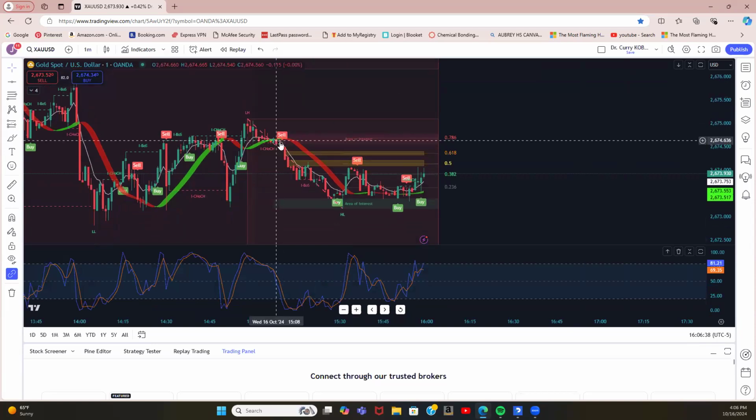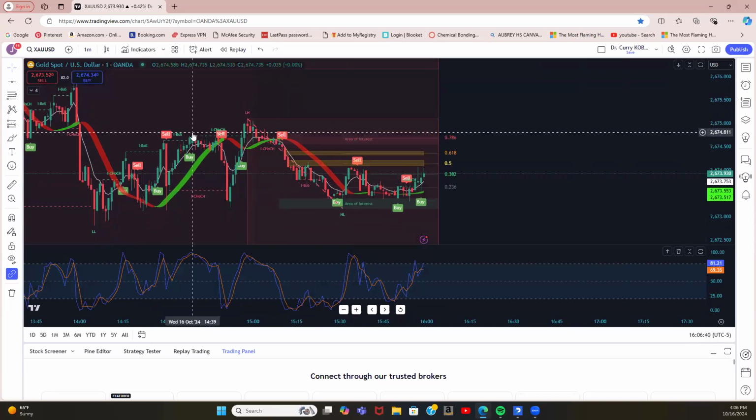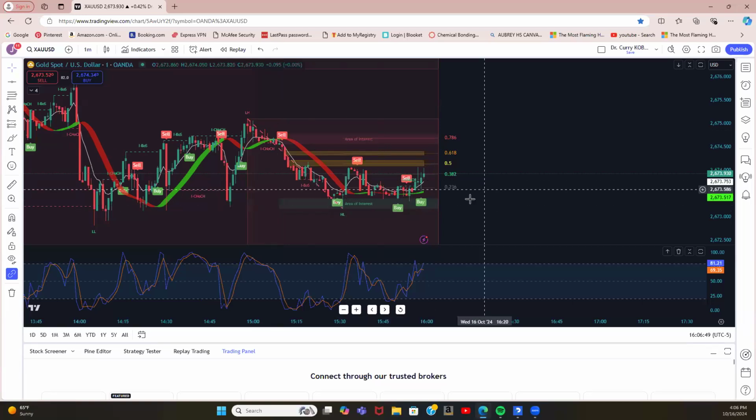So what do you got here, bro? This is the chart for gold down for the day. And these are all the bags that we could have caught using this indicator.